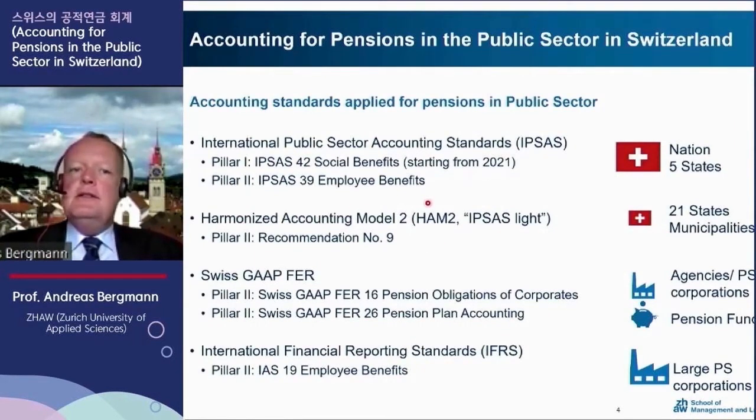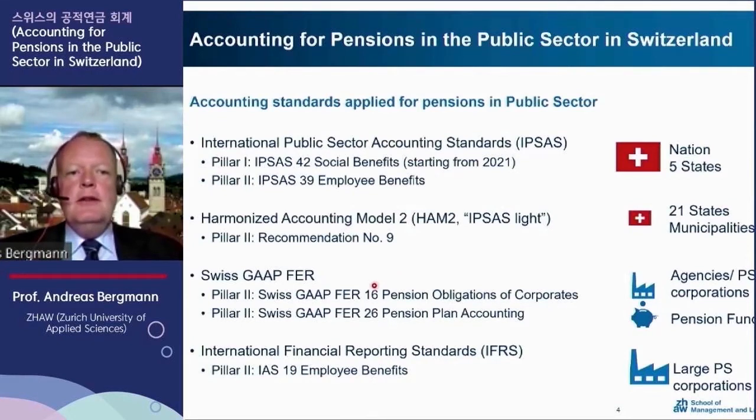Now, what standards are applied? Since 2007, Switzerland has been applying IPSAS, the International Public Sector Accounting Standards, for the federal government and for the larger states. For the smaller states and for the municipalities, we apply what is called the Harmonized Accounting Model 2, which is a simplified version of IPSAS. It generally follows the principles of IPSAS, but might include some simplified accounting treatment for those smaller entities.